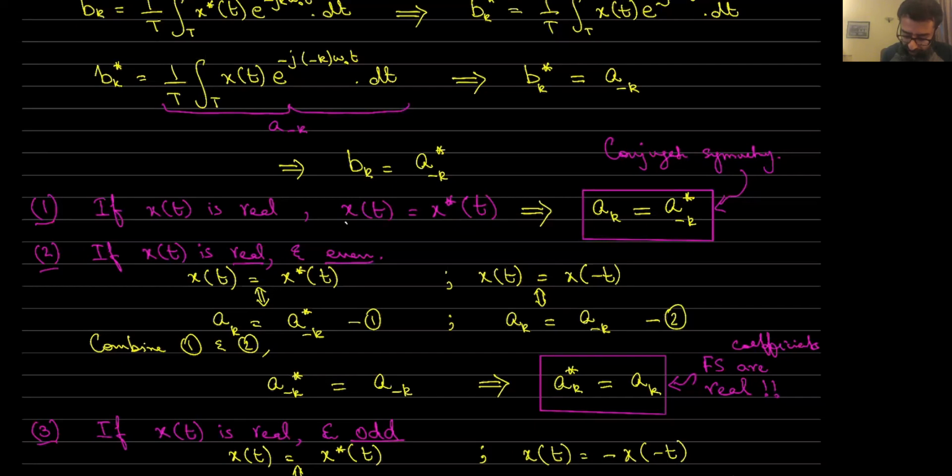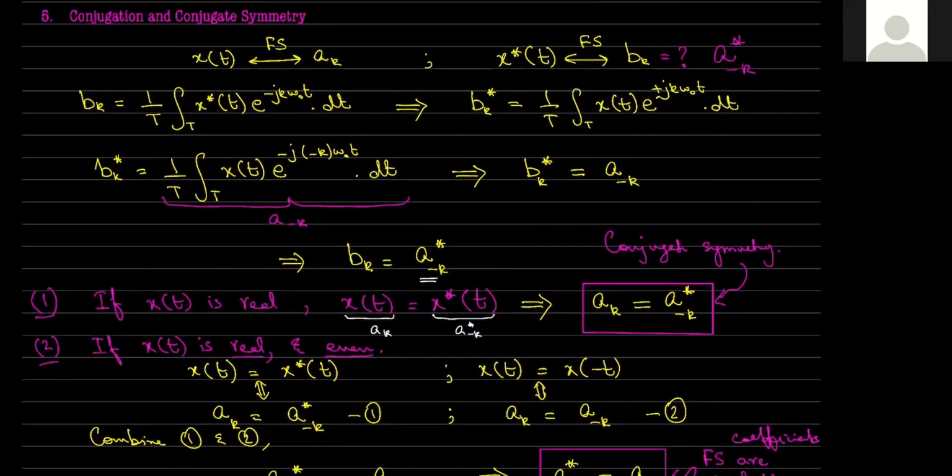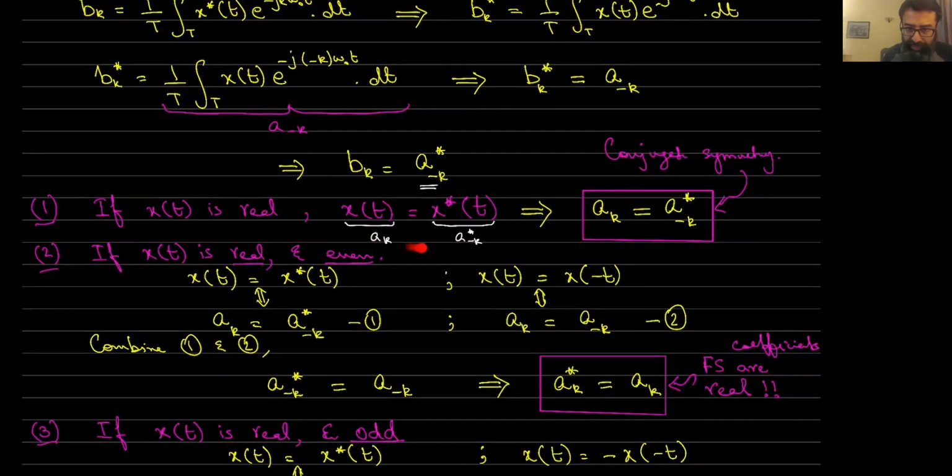You see, here's the point. Hassan, just stay with me. So, this Fourier series coefficient, what is it? It is a minus k conjugate. That's what we did here. Okay, so therefore, this must be the same as this. And that's what you get here. Does that answer your question? Yes, sir. Thank you. Any more questions about this? Any more questions about conjugate symmetry?